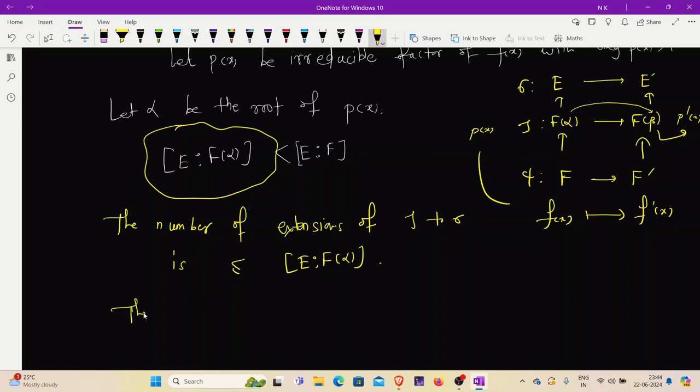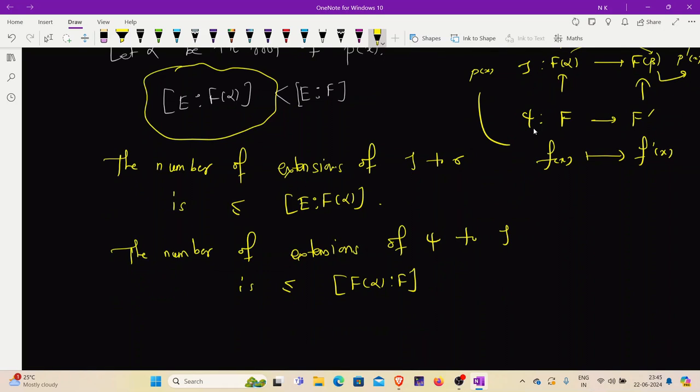So the number of extensions of psi to tau is less than or equal to the degree of extension of F(alpha) over F, because the number of roots can be less than the degree of extension. I'm not saying anything about the cardinality of roots. I'm saying that if some root is repeated, we will find only one extension. Even if the root is repeated twice, we will find only one extension. The number of extensions is less than or equal to the degree of extension of F(alpha) over F.